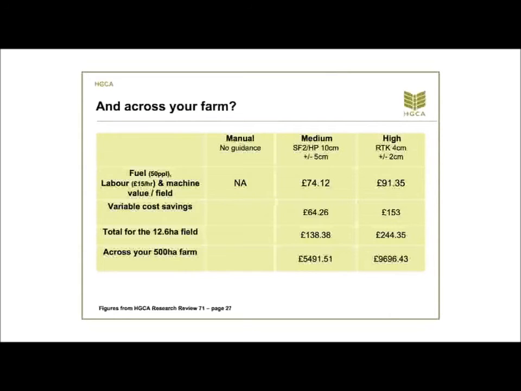And if we look at it, you can see there the fuel and the variable cost, the total for that field savings are £138 with the medium level accuracy system and nearly £250 with the RTK system. And if we project that right across your 500 hectare farm, we've just done a simple sum. I know in reality it's not quite so straightforward as that, but I think it gives you an idea of nearly £5,500 saving across your farm in one season, or nearly £10,000 with the RTK system. You quickly get quite a lot of return for your investment.